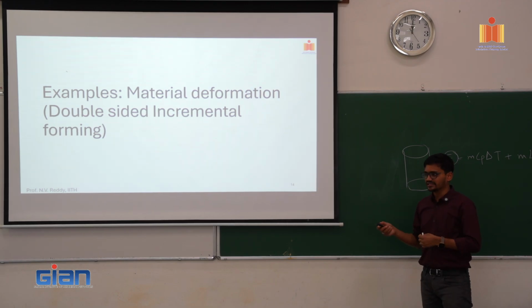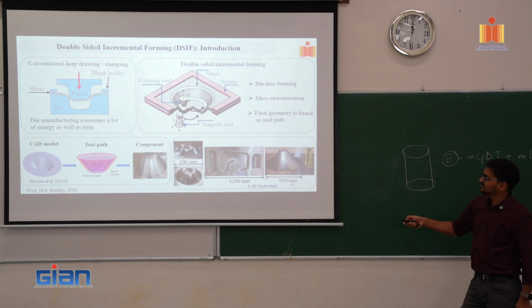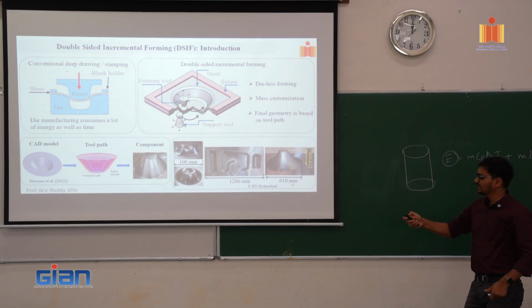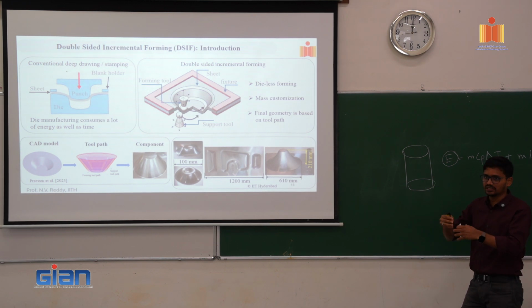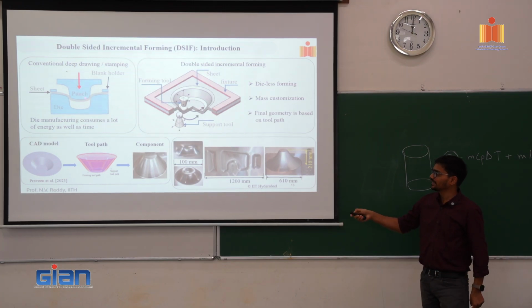Yesterday or the day before yesterday, Professor Reddy gave a very brief introduction to that. Typically, if you want to make a component by forming, this is the traditional method: you have a die, a punch, and a sheet, and you use the die and the punch to deform the material. The problem here is that you need to make a die and punch every time you change the geometry of the component.